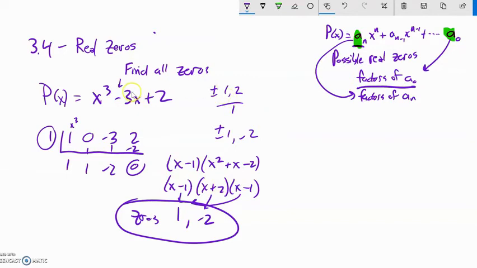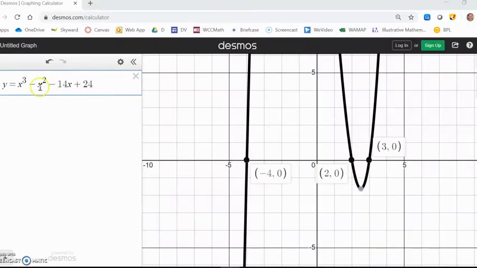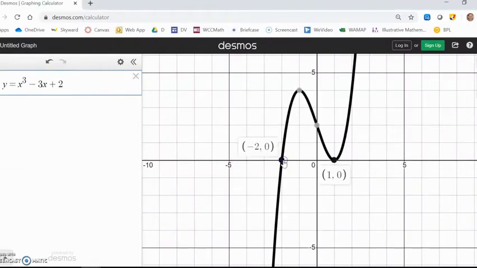Sweet. Let me graph that and make sure that that works. Remember, if it has a multiplicity of 2, it should make a little local parabola there. So let me graph that. X cubed minus 3x plus 2. Yeah, that matches exactly.